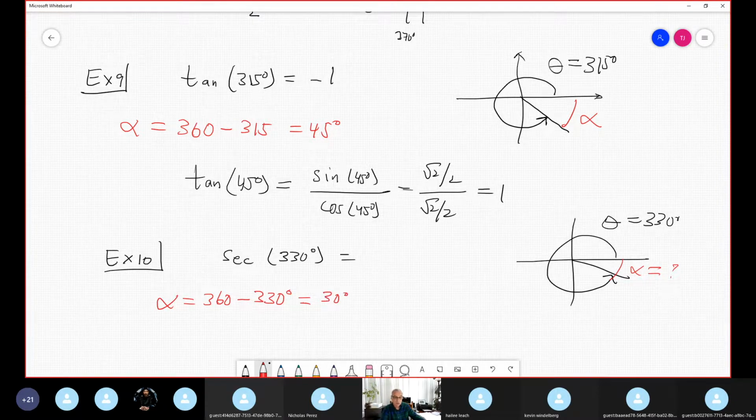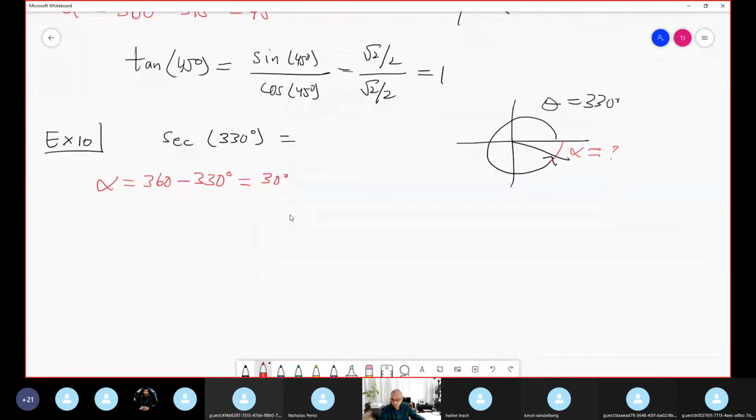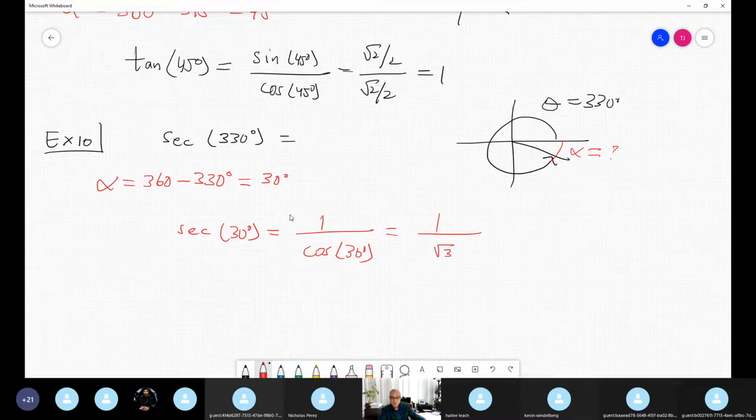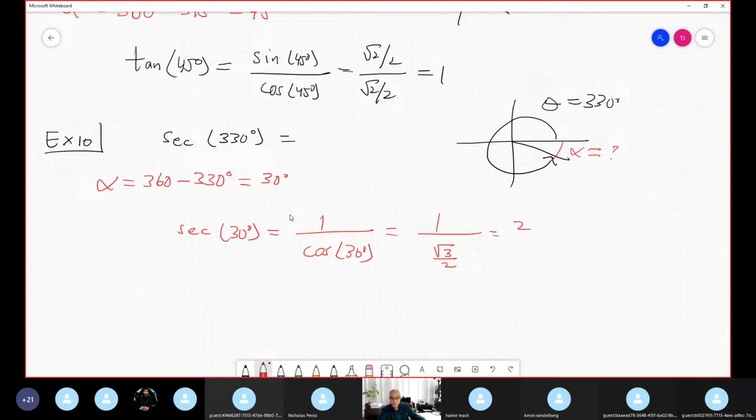Therefore, for sure, I know that secant 330 degrees, which is the problem the professor wants solved, is equal to secant 30 degrees. Finally, I adjust the sign. But secant, I don't remember, but I remember that it's the reciprocal of cosine. Okay, so now I remember that in the first quadrant it's radical 3 over 2. Flip it, 2 over radical 3, rationalize, and the answer is 2 radical 3 over 3.